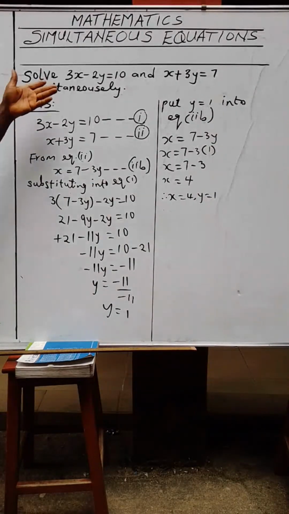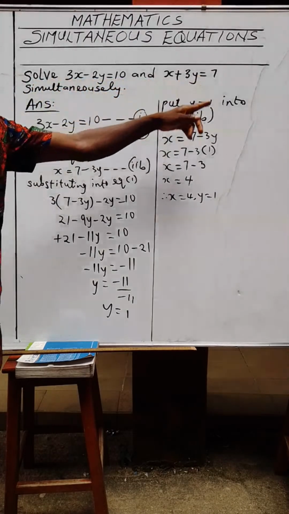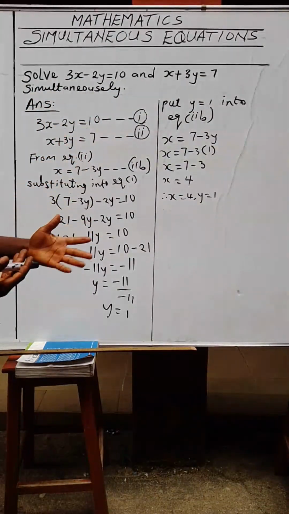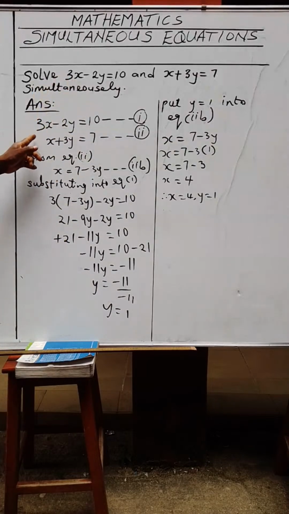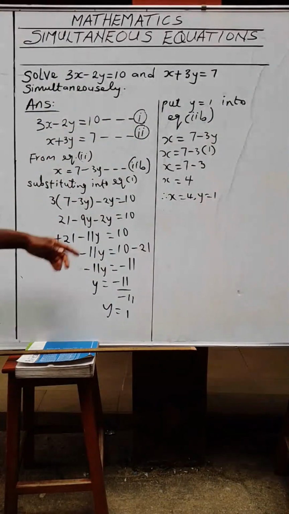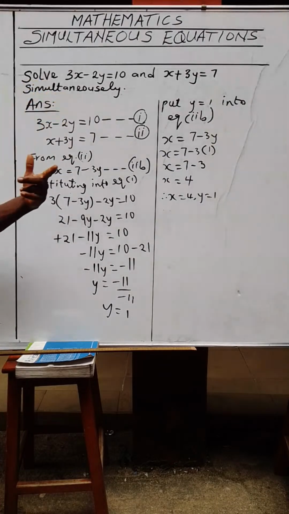Now, I'm going to repeat what I've said so far. Here, we are told to solve 3x minus 2y equals 10 and x plus 3y equals 7. We have to do it simultaneously. What does it mean? Together, at the same time. That's what simultaneous means. We have written both equations here and labeled them 1 and 2. Equation 1 and equation 2 are the two equations put together and to be solved simultaneously.